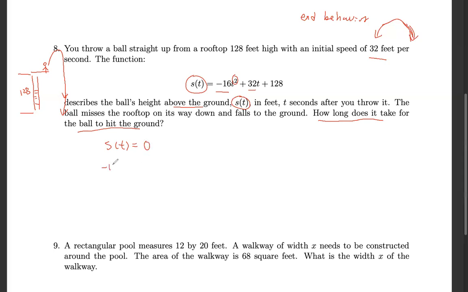So basically we just set the function negative 16t squared plus 32t plus 128 equal to 0. Now we just solve this quadratic equation. Let's divide everything by negative 16. Then the leading term becomes just t squared. Then 32 divided by negative 16 is negative 2t. 128 divided by 16, that's 8.